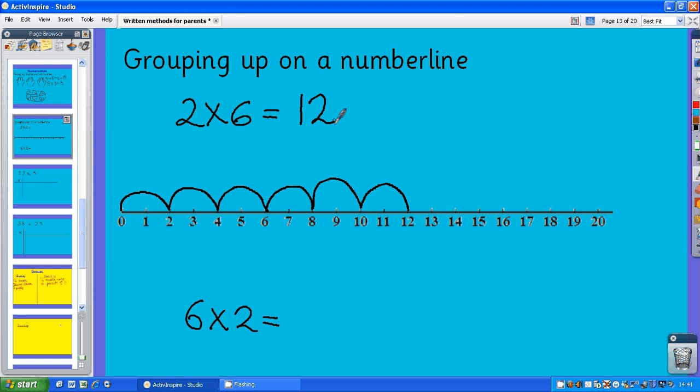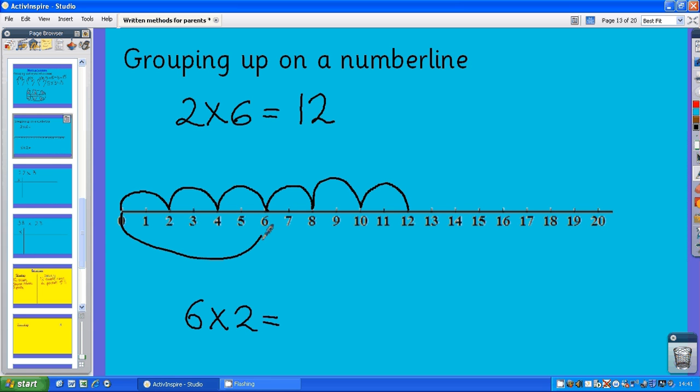Again, the number line can be used to understand the relationship, that a multiplication can be done any way. In this example here, we have 6, 2 times. Again, the children would count on in sixes. One group of 6 is 6, 2 groups of 6 is 12. They have just used the method of grouping on a number line to work out multiplication sums.